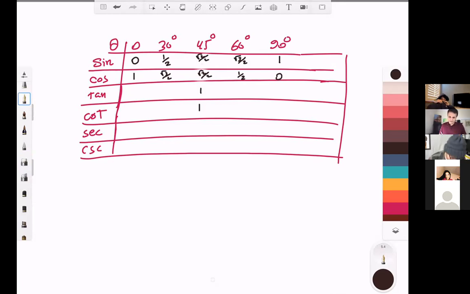Tangent is sine over cosine, will be 0. This will be infinity. If you divide, you get radical 3/3. This is radical 3. This is infinity. Radical 3, radical 3 over 3, and 0. Secant is 1 over cosine: 1, 2 radical 3 over 3, radical 2, 2, and infinity.